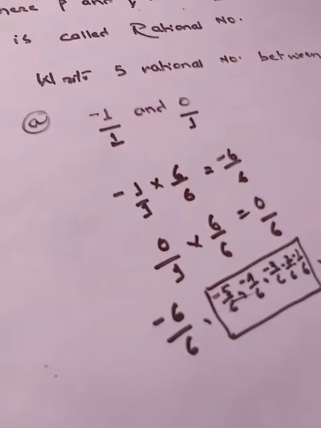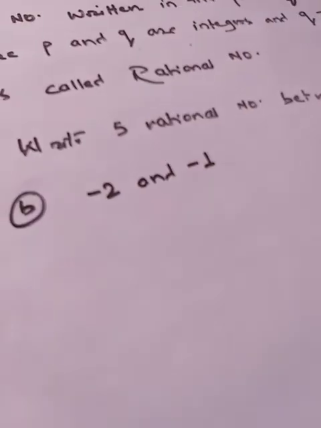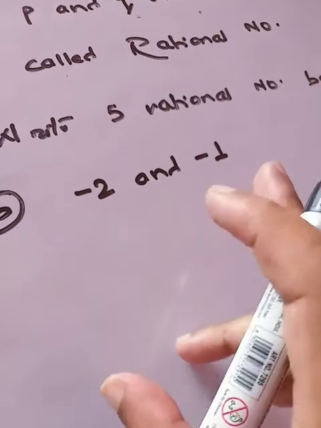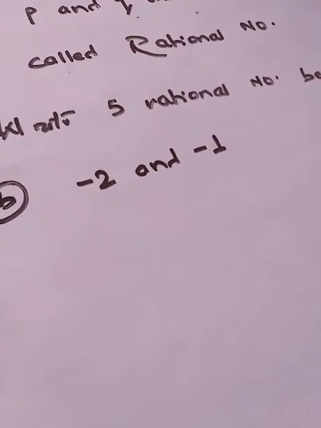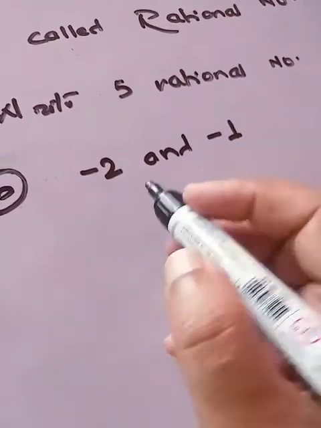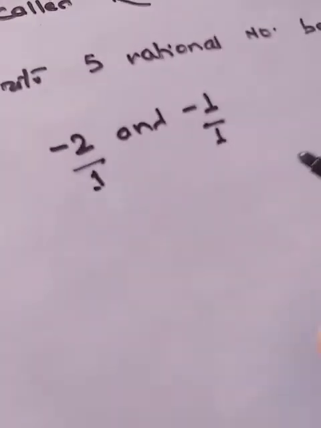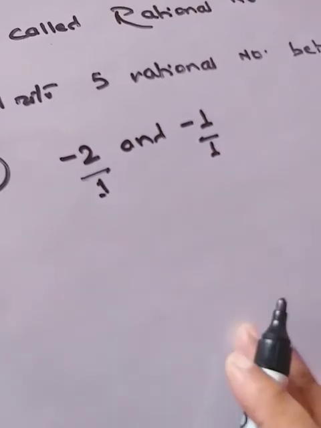Now let's move on to sum number B. Now this is sum number B. Again, two rational numbers are given. Now what is the first thing that you have to do? You have to check whether the denominators are same or not. Yes, in this case also, they both are carrying 1 as a denominator.